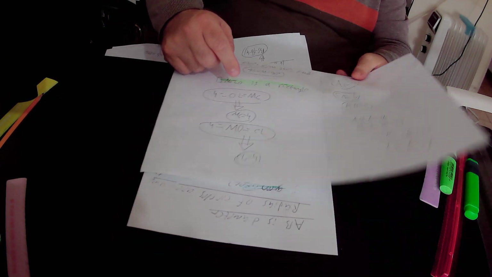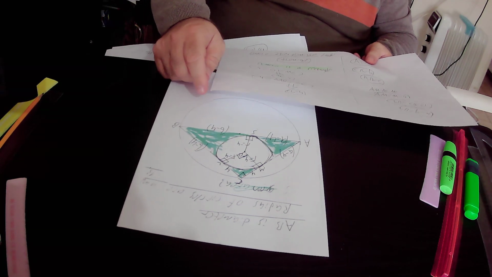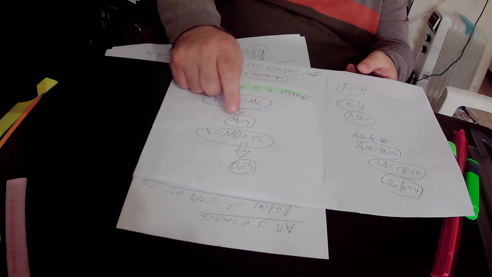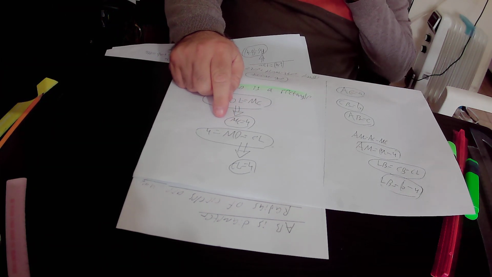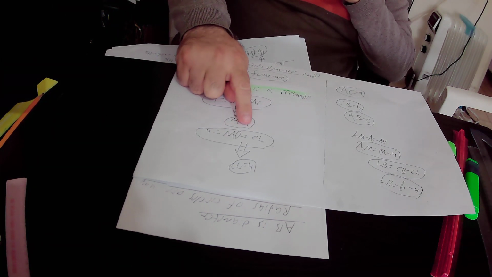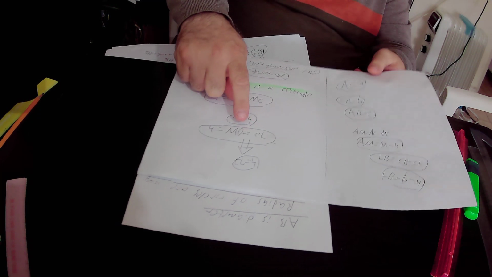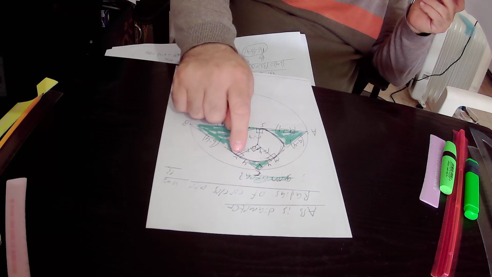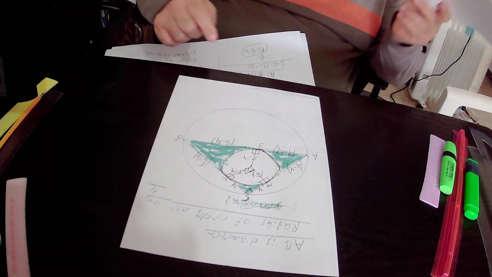But we found out that MO equals 4 units. It is the radius of the small circle. So MO equals 4, and from this equation, 4 equals MO equals CL, we derive that CL is also equal to 4 units. Here, CL equals 4 units. Okay?